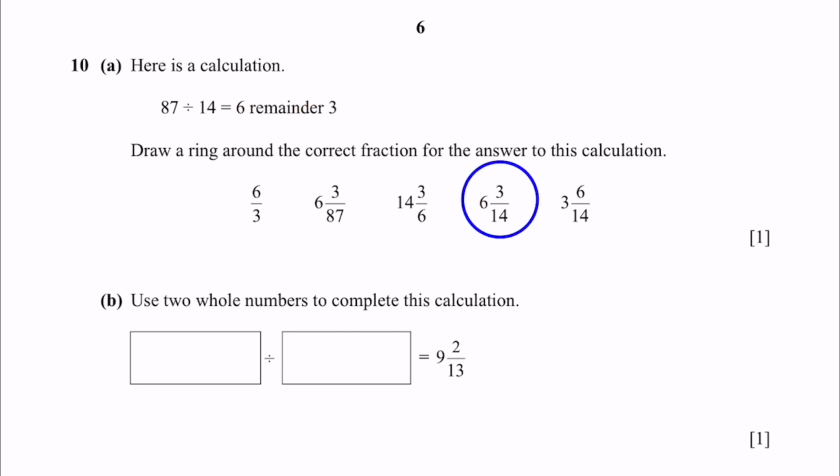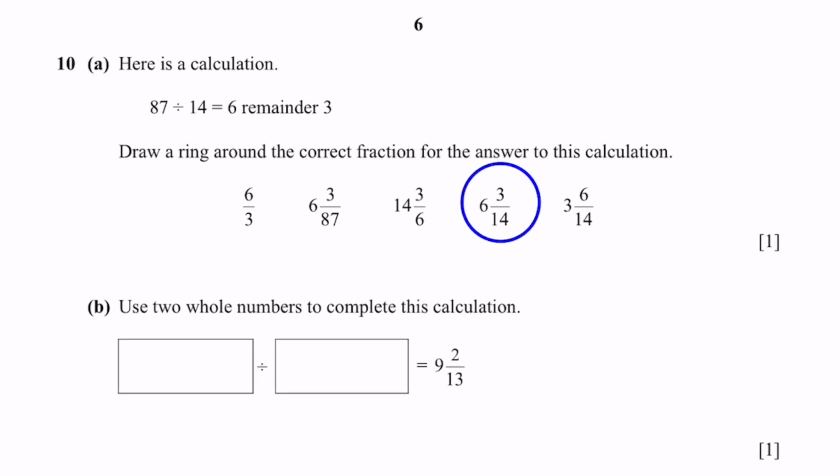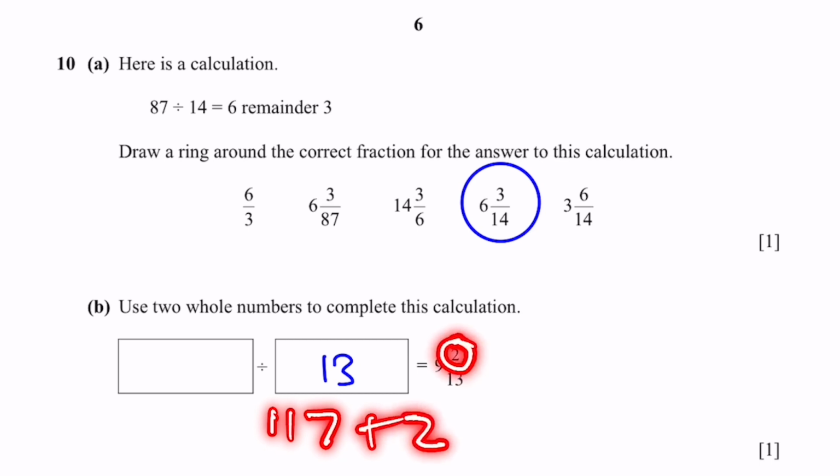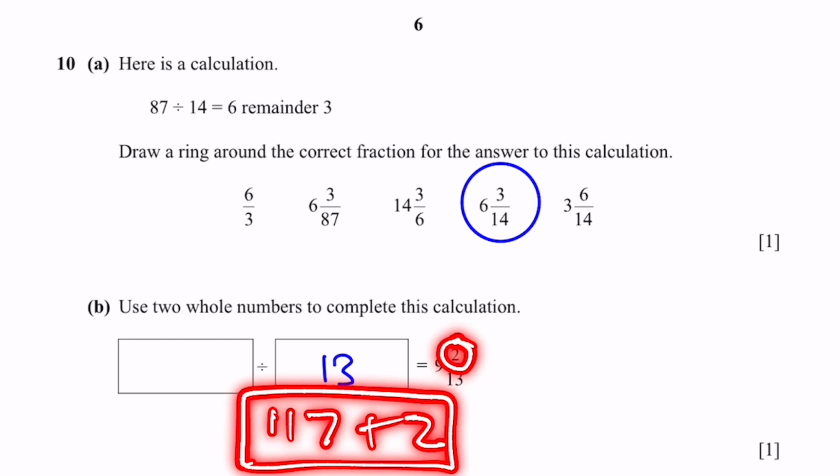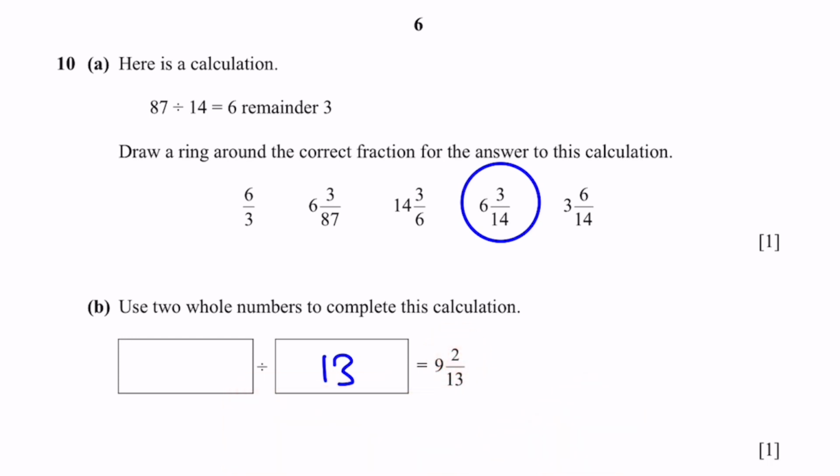B. Use 2 whole numbers to complete this calculation. In these 2 whole numbers, one of them is the dividend and the other is the divisor. To find the divisor, it's just the denominator, which is 13. Now the dividend: we multiply 13 by 9 because there's a whole number and then the denominator. 13 times 9 is 117, and we add 2 because that is the remainder. So this will be 119. When we divide, it is 9 and 2 by 13. That's the answer.